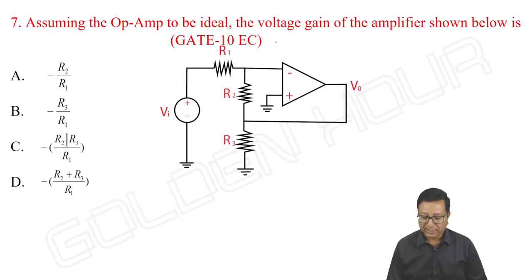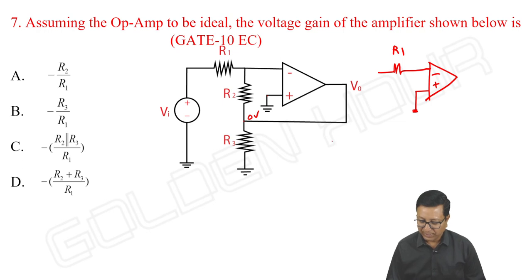Next, assuming the op amp to be ideal, find the voltage gain of the amplifier shown below. Just to confuse us, I gave the circuit like this. Generally what people think is, due to virtual short it is 0, and again some nodal analysis, right? Nothing to worry. The same circuit can be redrawn like this. See, the non-inverting terminal is connected to ground. From input to inverting terminal, this is R1, and output to inverting terminal, it is R2, and output to ground, R3.